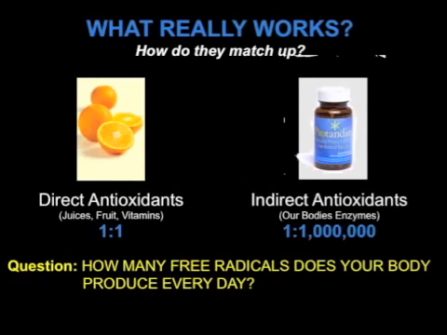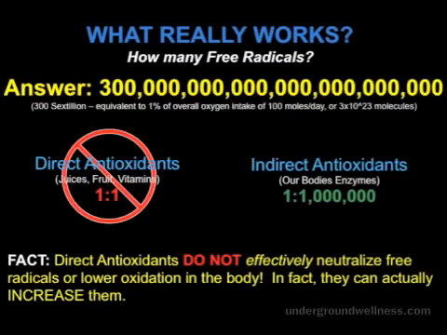So how many free radicals are we talking about? We have to know that before we realize which one of these benefits is superior to the other. Well, the answer to how many free radicals our bodies produce in just one 24-hour period is staggering. It's 300 sextillion free radicals produced in one 24-hour period by one healthy individual. This is not someone who's diseased. This is not an ill person. This is a healthy person. And it's 300 sextillion, which is the number 3 followed by 23 zeros.